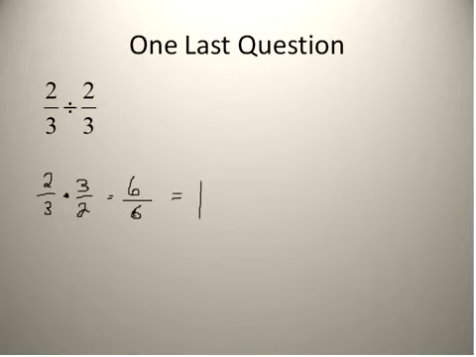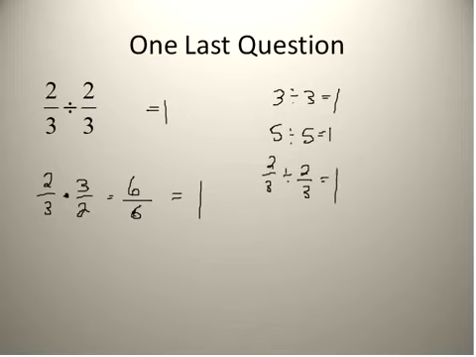Now, I could have saved myself having to do that work if I looked at this and said, any number divided by itself gives me 1. 3 divided by 3 is 1. 5 divided by 5 is 1. 2/3 divided by 2/3 is equal to 1. All right? But by multiplying by the reciprocal, we show the property that any number multiplied by its reciprocal is equal to 1. So that's the same thing as saying you're dividing it by itself, and it's equal to 1.